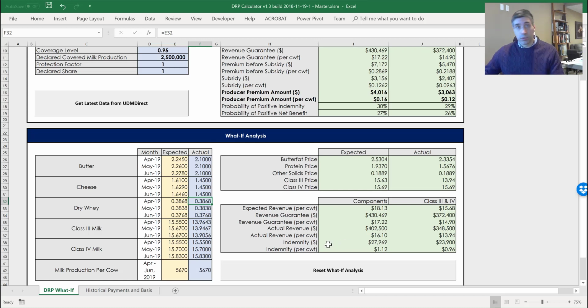You don't like this scenario? You'd like to try a different scenario? No problem. Click Reset What If Analysis, this button here. Everything goes back to the expected and you can start fresh. This time let's try a scenario where dairy drops by 10 cents but nothing else falls.